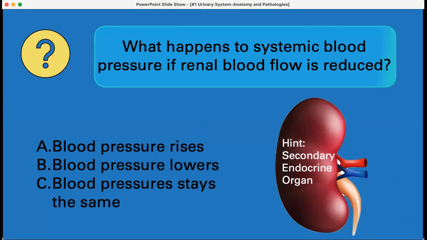So what happens to systemic blood pressure if renal blood flow is reduced? A, does the blood pressure rise? B, does the blood pressure lower, or does it have no effect, staying the same? So the answer is the blood pressure rises.